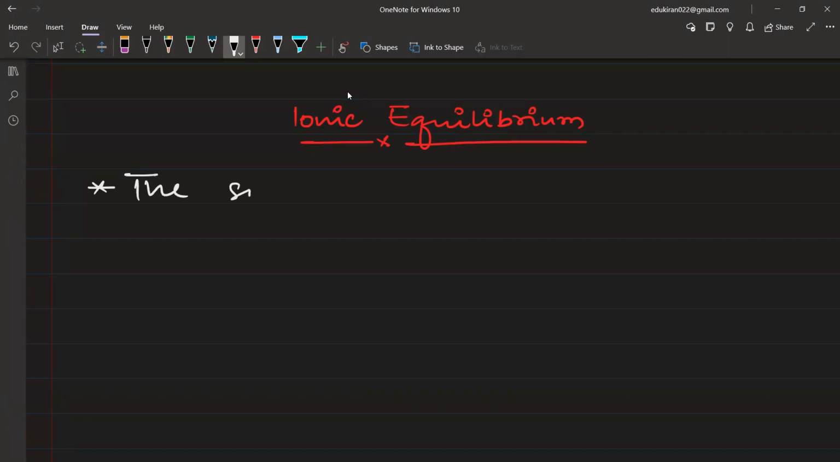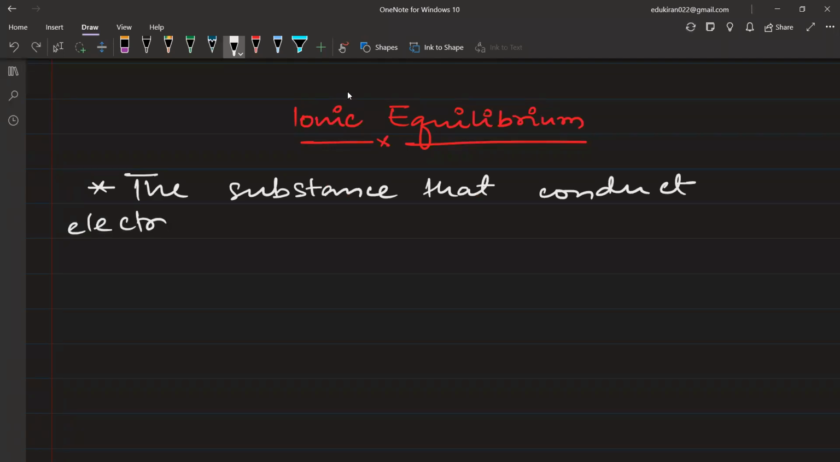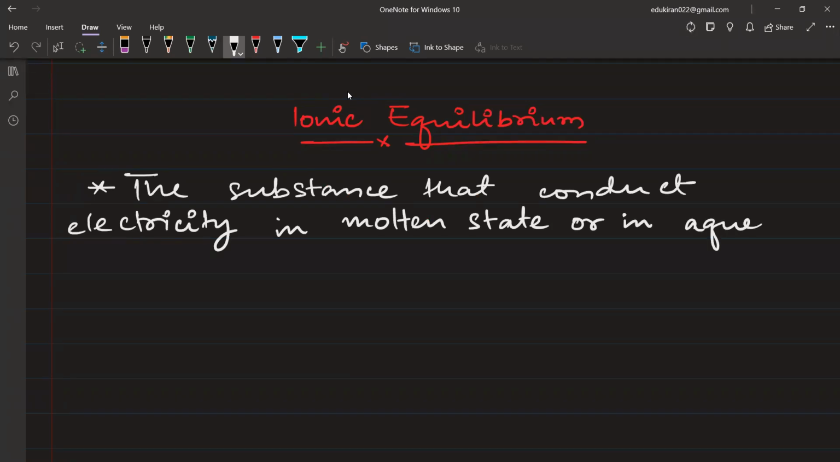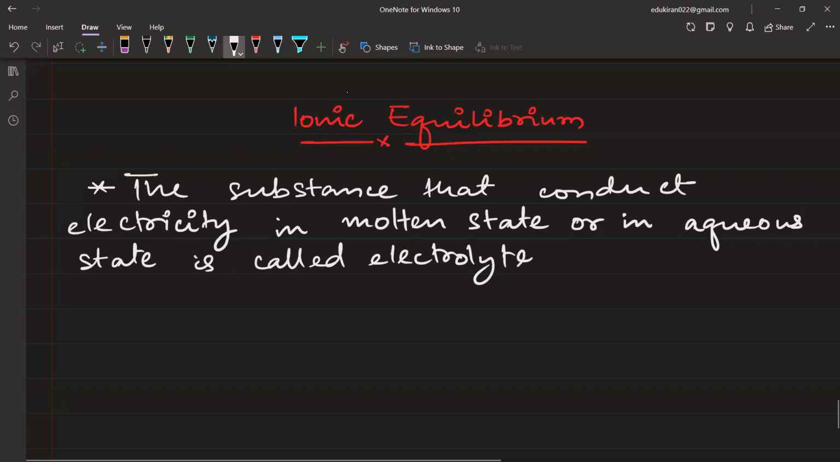The substance that conducts electricity in molten state or in aqueous state is called an electrolyte. Okay.